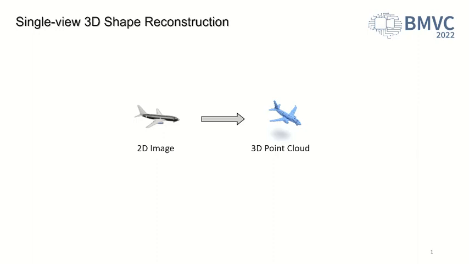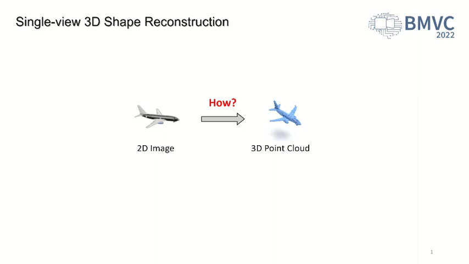In this work, we focus on the task of single-view 3D shape reconstruction with 3D point cloud representation. Given a single object image, we try to generate the whole 3D shape of the object. This is actually a challenging task because a 2D image contains limited information for modeling the 3D shape.